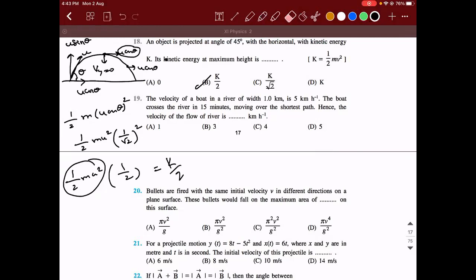Clear? Now do the 19th one, make it fast and tell me. The velocity of a boat in a river of width 1 kilometer is 5 kilometers per hour. The boat crosses the river in 15 minutes, making over the shortest path. Hence, the velocity of flow of river is how much?